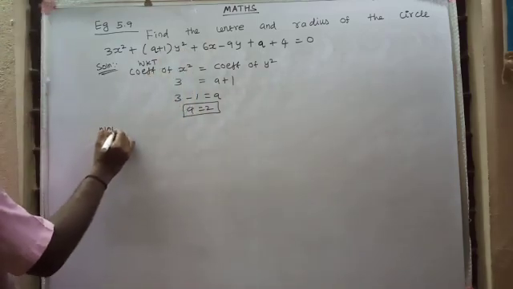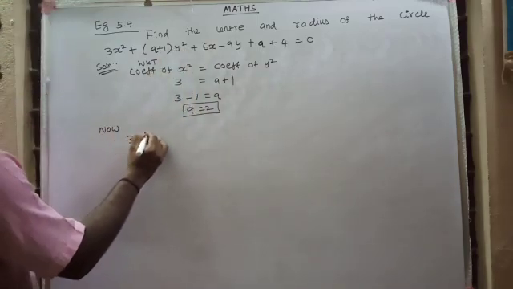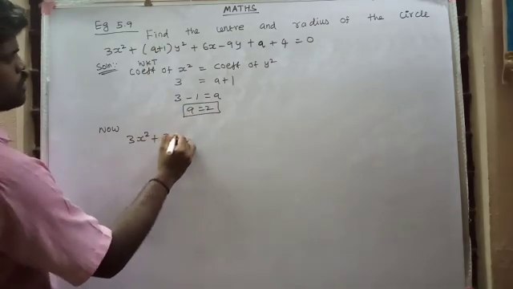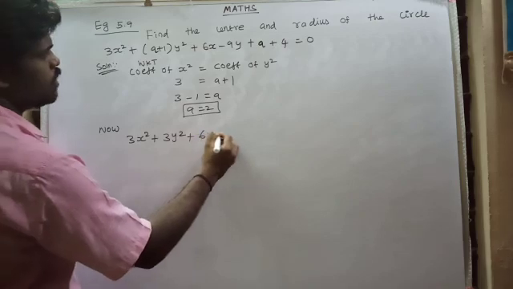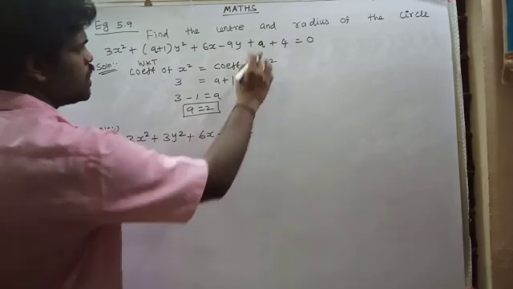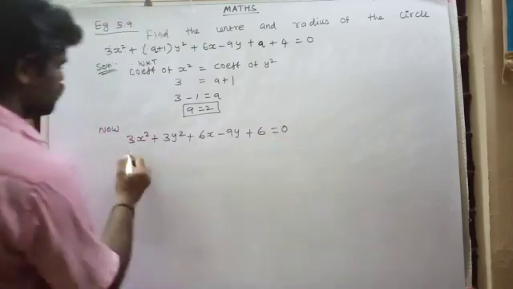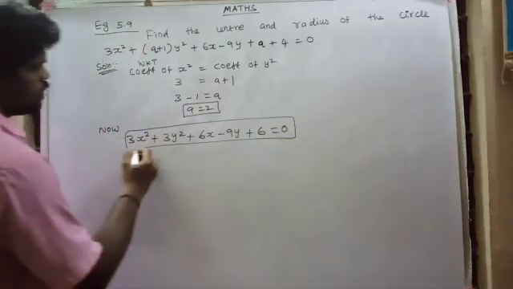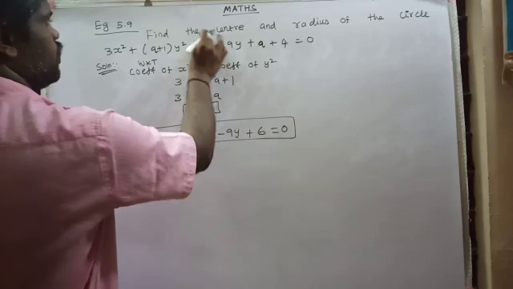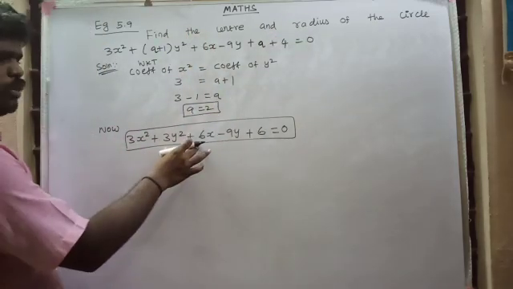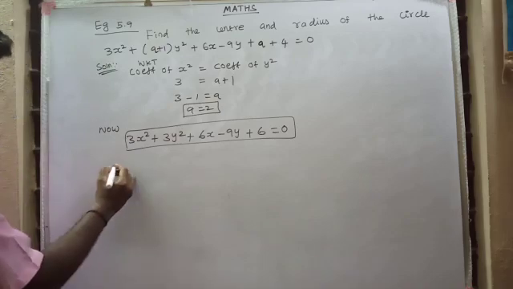Now 3x² + (a+1), this is 2 + 1, 3y² + 6x − 9y + the a value is 2, so 2 + 4 = 6, equal to 0. Find the center and radius of the circle. We want to find the center and radius.